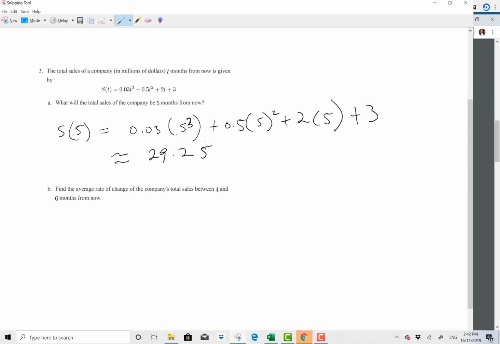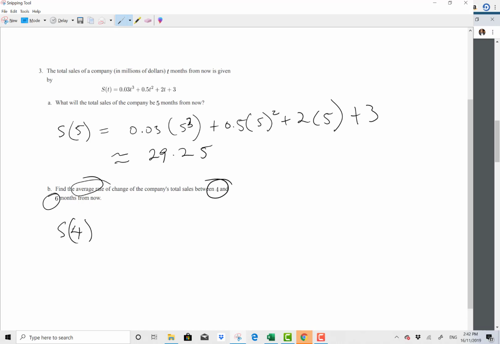Now the question is asking us to find the average rate of change between 4 and 6 months. So what we simply need to do is find S(4). This is a little bit important: we're not finding the rate of change. Remember, the rate of change is normally used for the instantaneous rate of change. Now we're finding it between 2 different values, so we're going to use a slope formula instead.